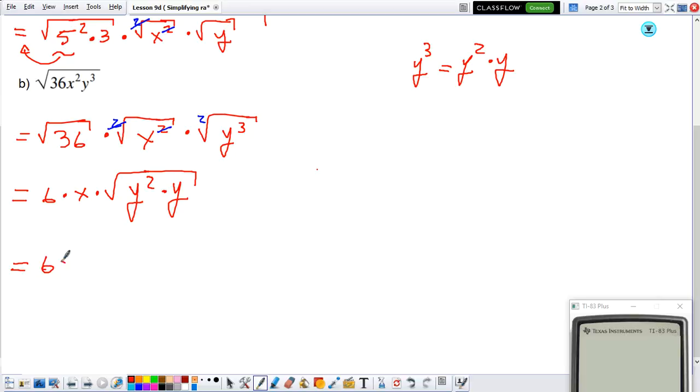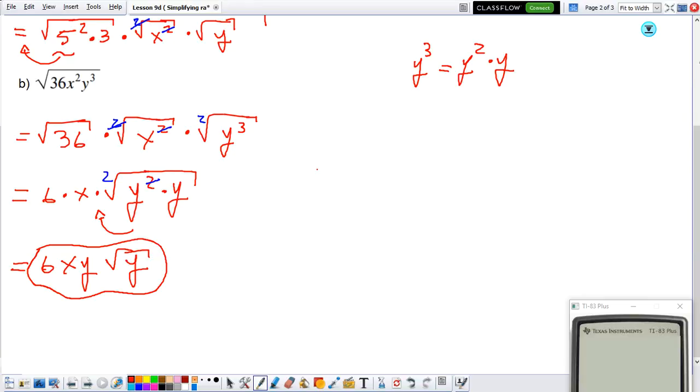So we have 6x, but again, when your root matches your exponent, this 2 cancels out, and now this y comes out as an outside. The 6x was already outside, so if we bring this y to the outside, it becomes 6xy, and now what remains is the square root of y on the inside.